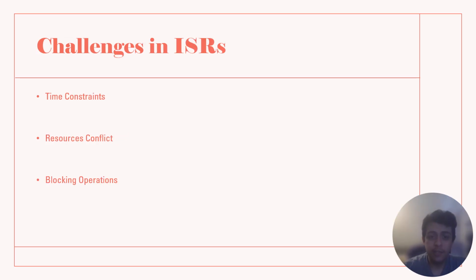So our next topic is challenges in ISRs. Writing efficient and reliable ISRs can be challenging because they need to be fast, they need to be minimal, and they need to be free from errors that could disrupt system performance. A poorly designed ISR can lead to system crashes, slowdowns, or unpredictable behavior. Some key points are execution time constraints. This basically means that the ISR must run quickly to avoid delaying other tasks, as long execution times can block critical operations.